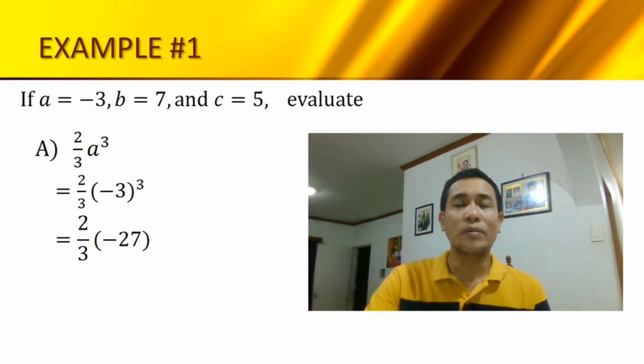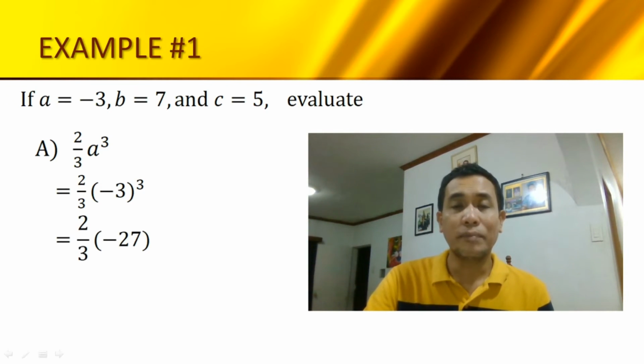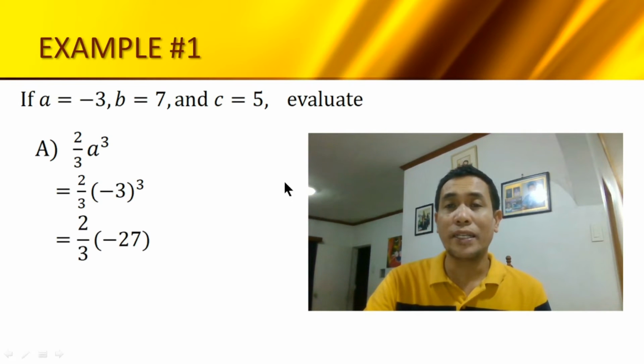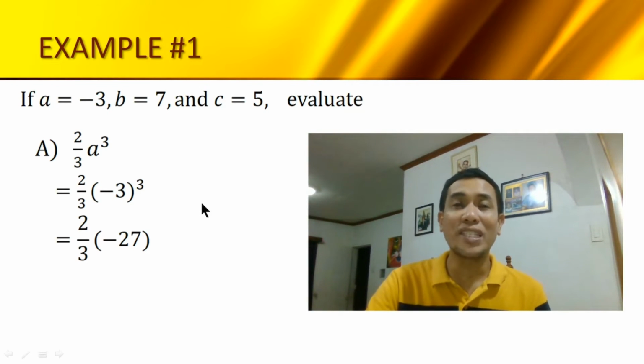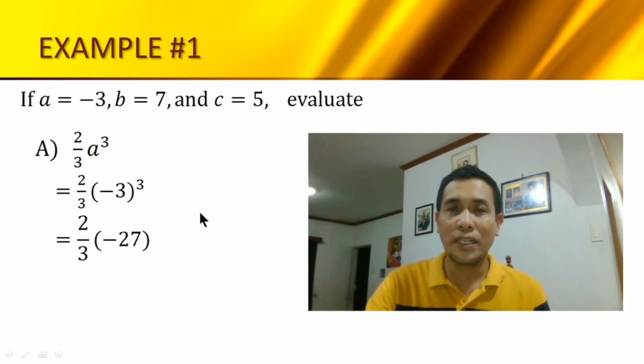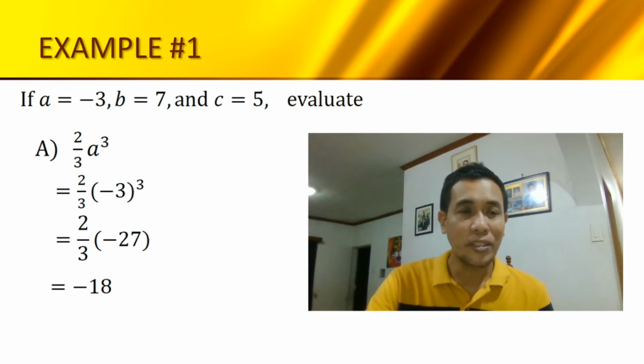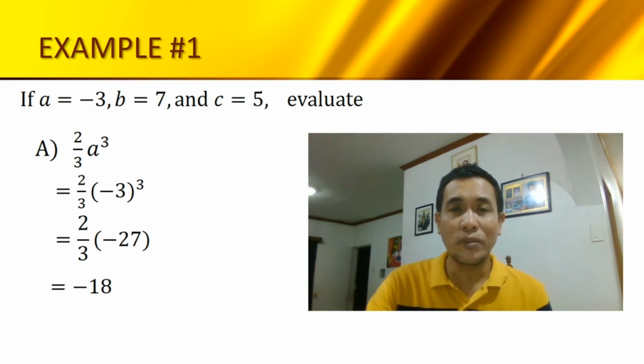Alright. Now, may duwa ni siya ka-process, no? It's either negative 27 times 2, that's negative 54, divided by 3, or, pwede man siya, negative 27 divided by 3 times 2. So, what's the product? Negative 18. Meaning to say, 2/3 A cubed is equal to negative 18. Alright? Alright, let's go to example number 2.